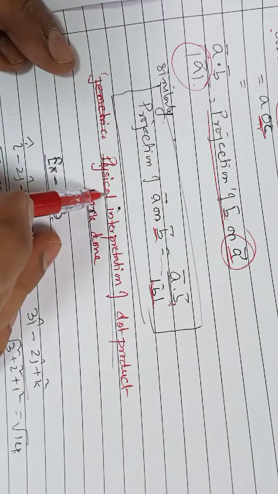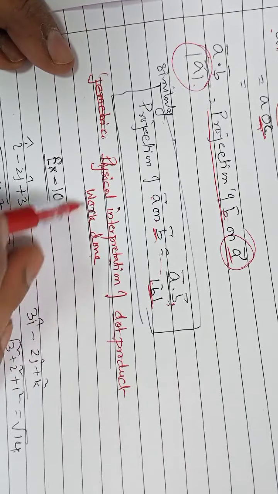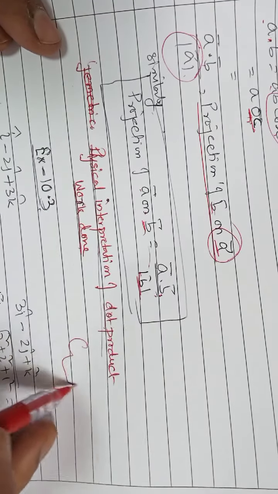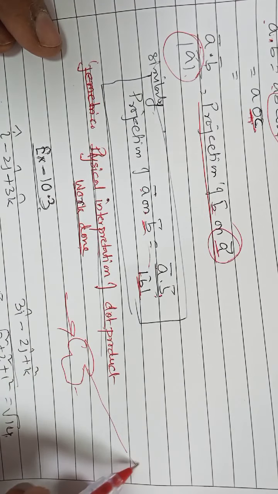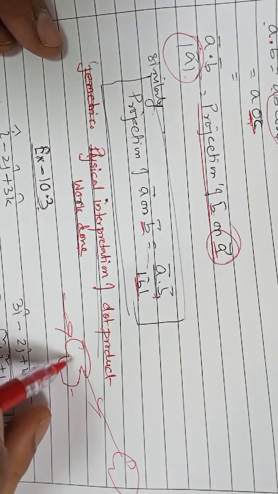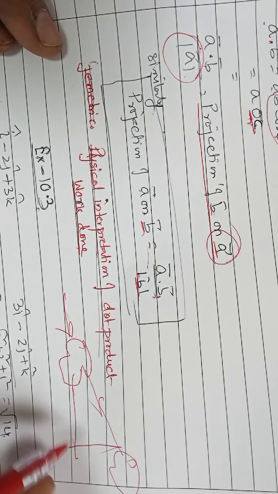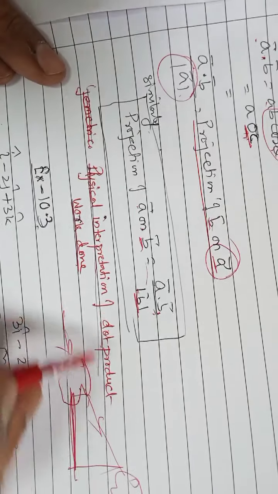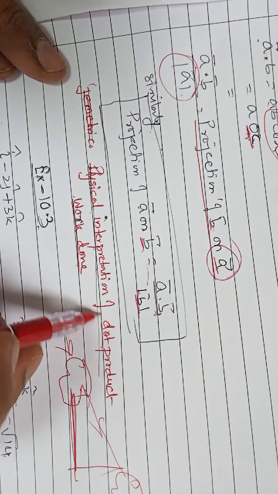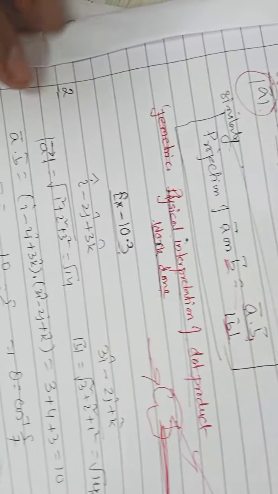And in physics, the physical interpretation of the dot product is work done. If a force is applied, the body may move due to this force, but the actual displacement will be this one. That is called work done. So the physical interpretation of the dot product is work done.